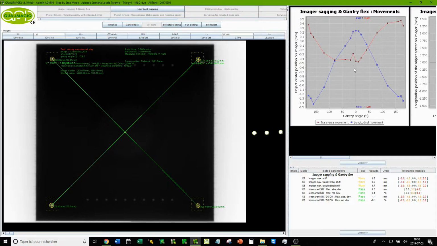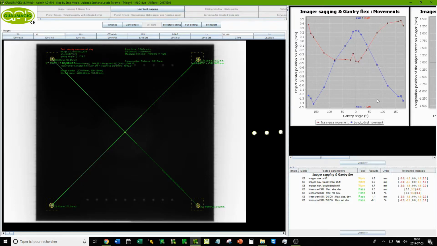Note that in the picket fence tests with a static gantry, we look for the positions of the slits with a tolerance of 0.2 mm, with a rotating gantry 0.4 mm, so a 1 mm sagging of the portal imager is 5 times the tolerance. Therefore, this must necessarily be corrected, and we are the only ones who do so.